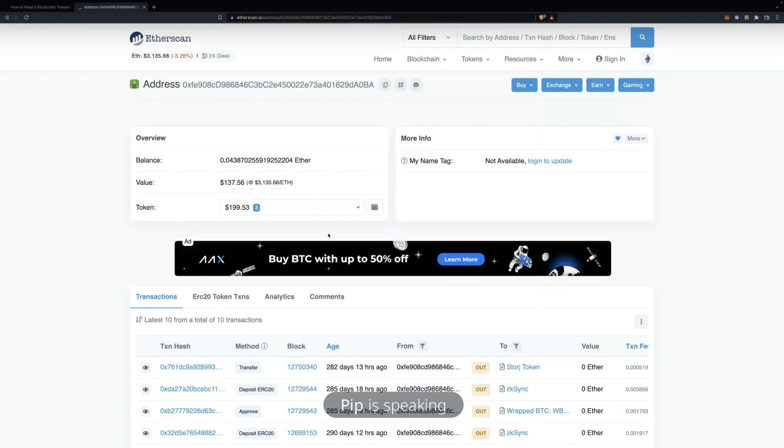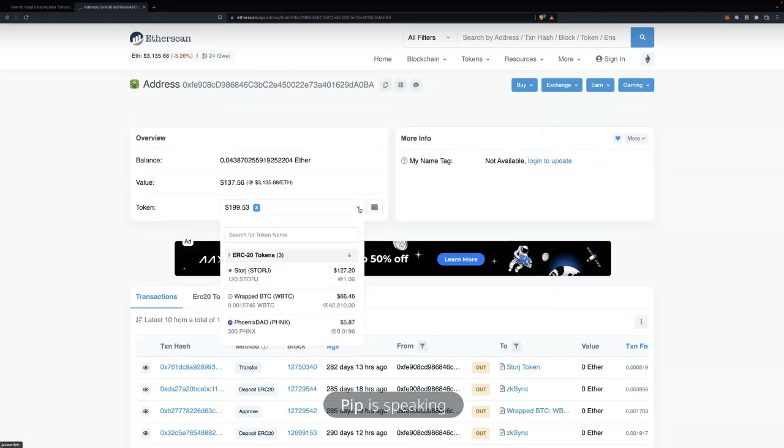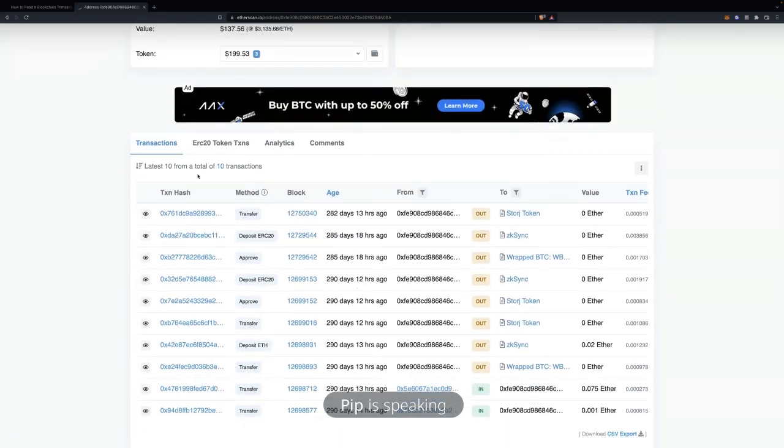This particular person also has in tokens about $200 worth, and there's 127 worth of Storj, a little bit of Wrapped BTC, Phoenix DAO, etc. Now the same thing happens here, and any blockchain will have something very similar to this, whether you're on Phantom, Bitcoin, Cronos, anything. So transaction, this is where the transaction ID is.